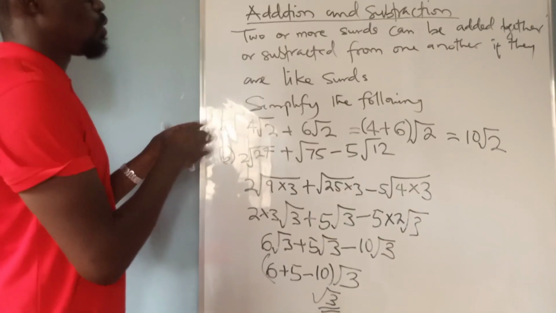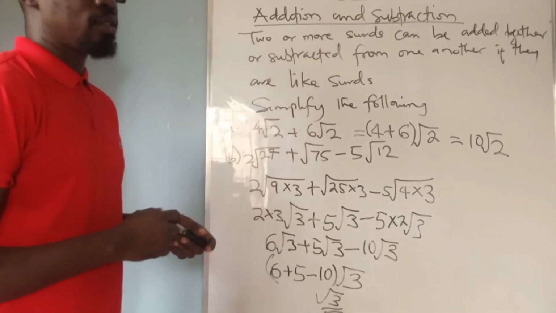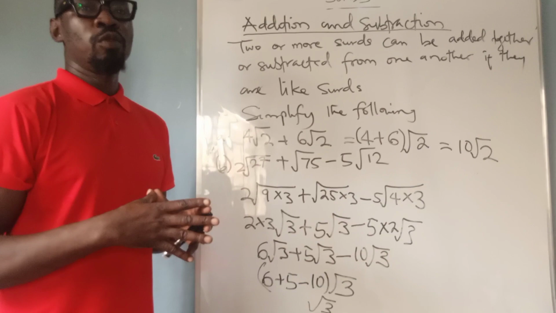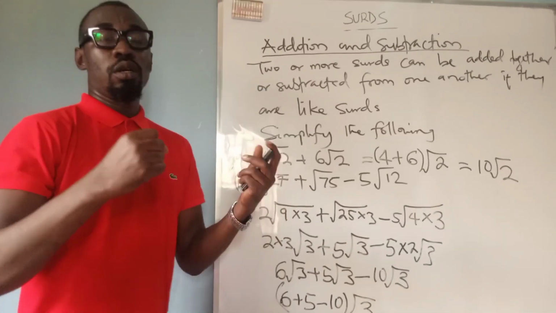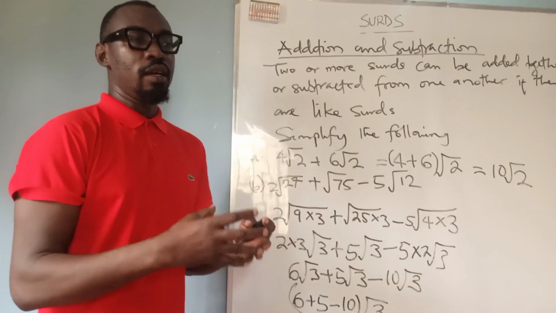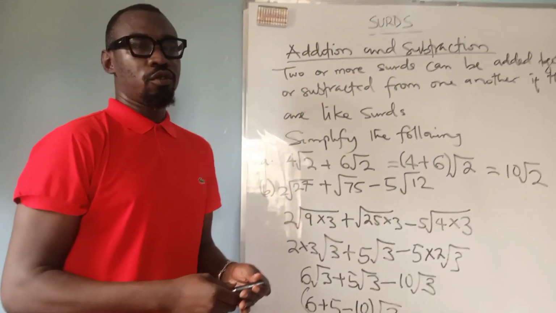So that's how to add and subtract surds. You try as much as possible to make the surds equal. Let them be alike so that you can solve the problem.